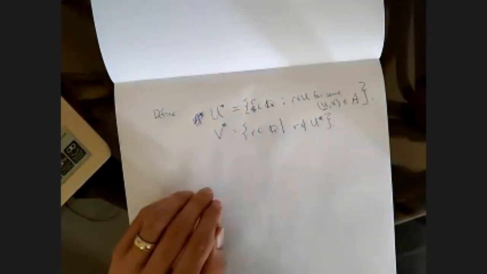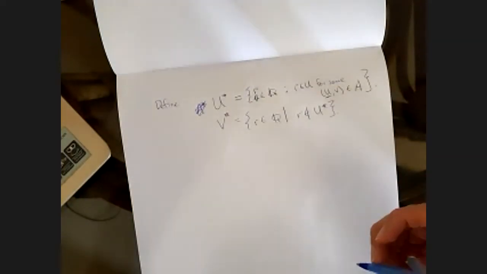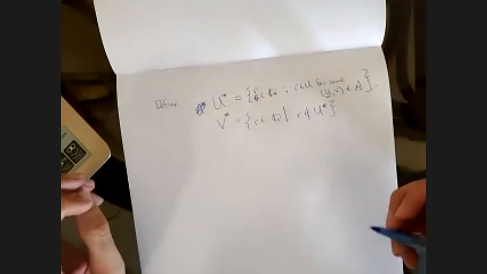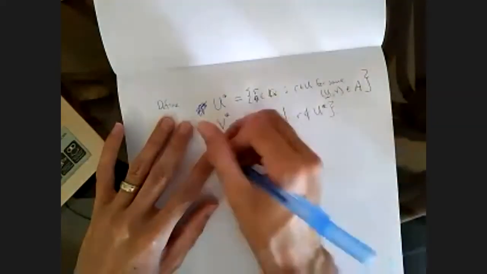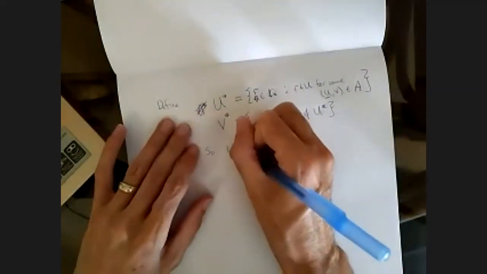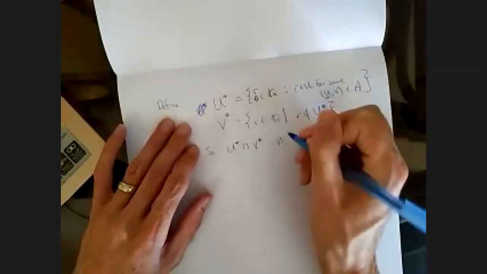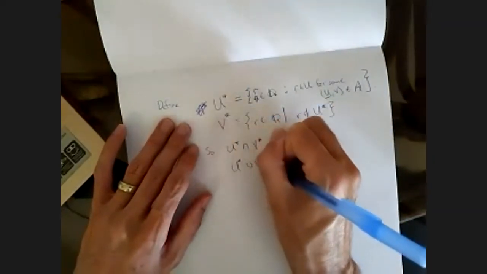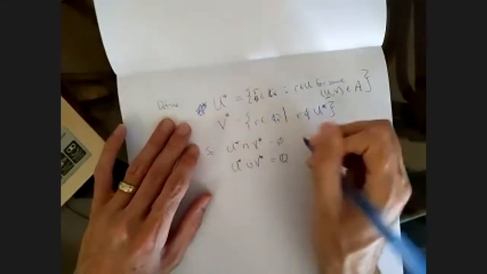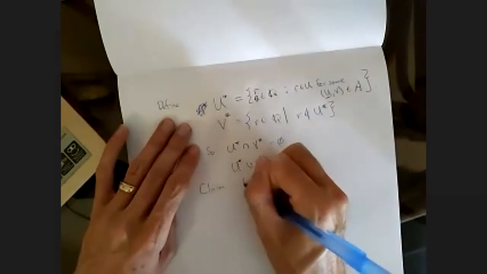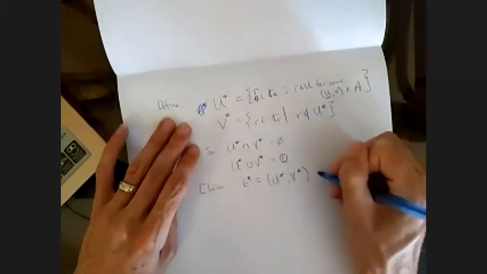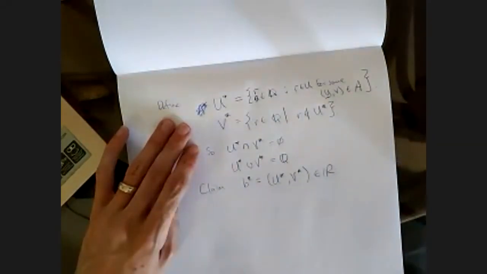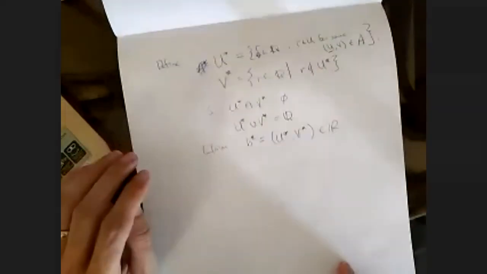Now for free, what we get is that U star intersect V star is the empty set, and U star union V star is Q, because V star is just all the rational numbers not in U star. So U star intersect V star is empty, U star union V star equals Q, and our claim is that b star is a real number. In other words, a Dedekind cut.